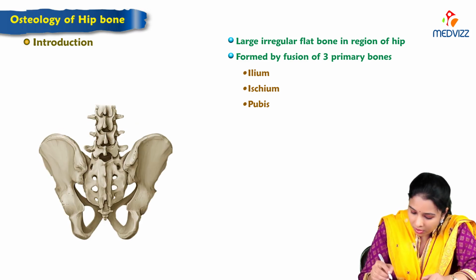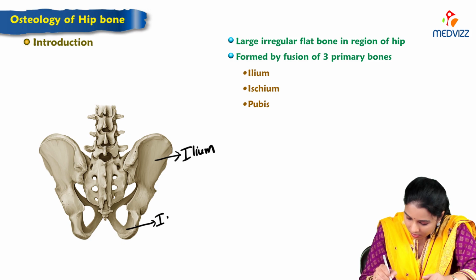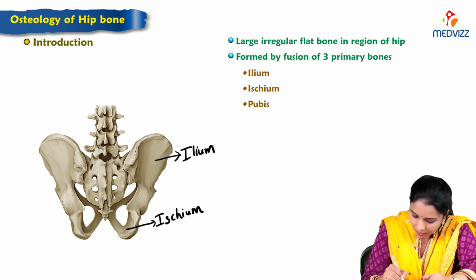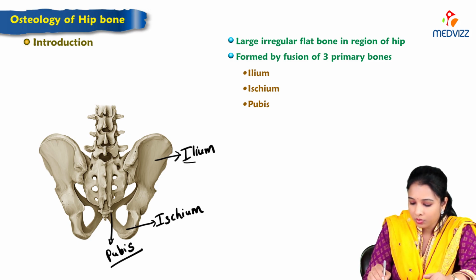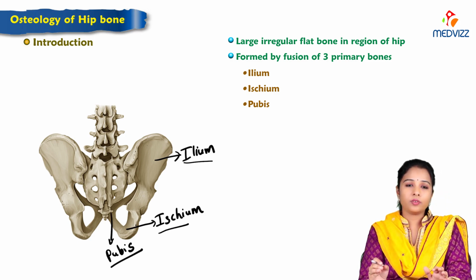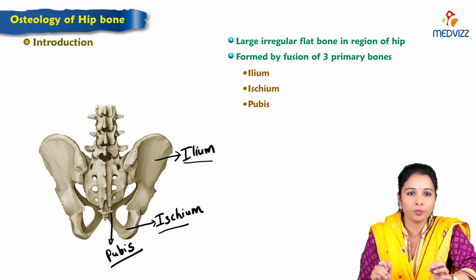So here is the posterior view to show the ischium. This is ilium, this is ischium, and anteriorly pubis. So these three bones are individual bones. They three fuse to form a single bone called hip bone.